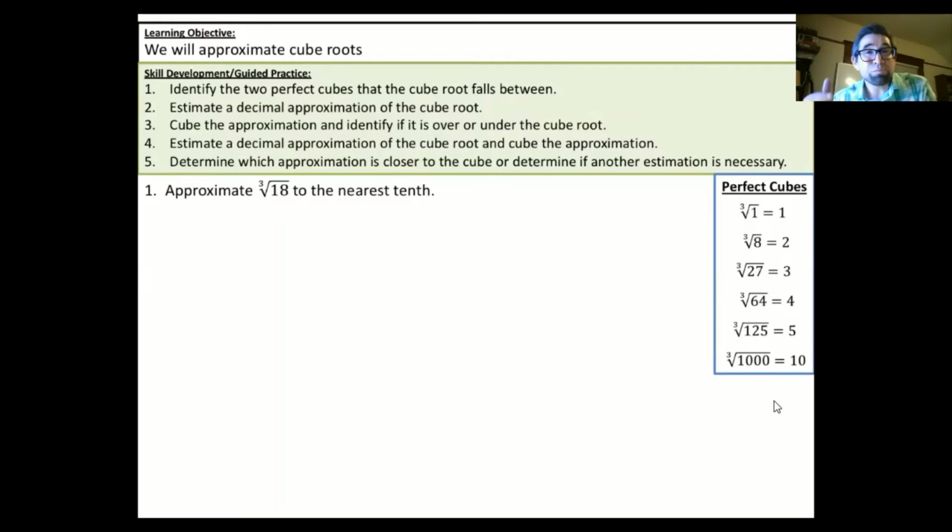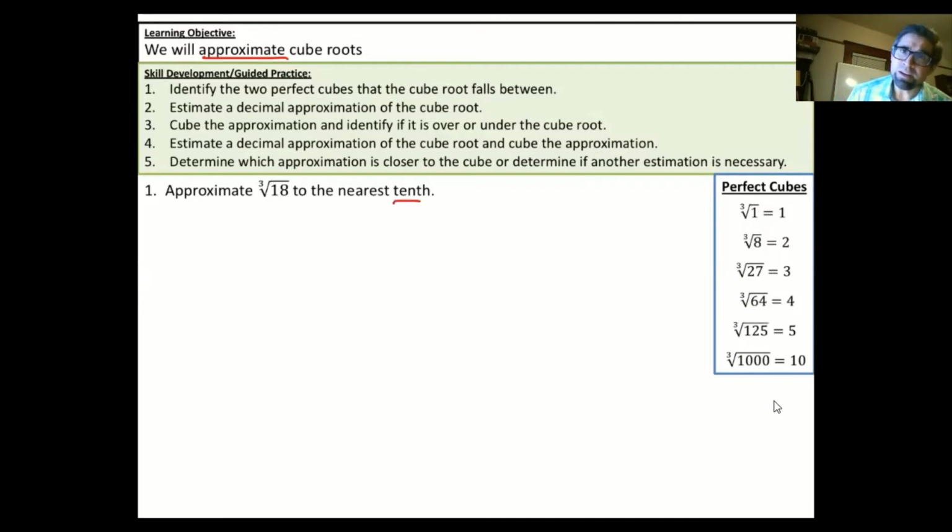Okay, so to approximate, come up with as close of a value as we can, or as close of a value as desired, of a cube root, these are the steps we're going to go through. This problem says approximate the cube root of 18 to the nearest tenth. So I need to go at least to one decimal place.